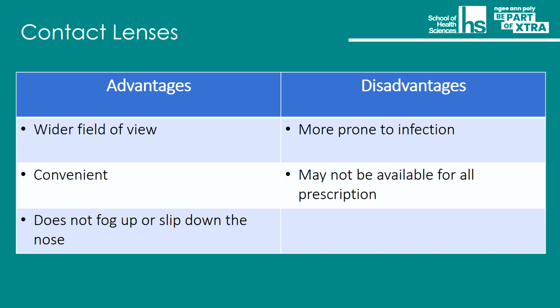And for the disadvantages, compared to glasses, they are slightly more prone to infection, and they might not be available for all prescriptions, especially for people with extremes, for example, a very, very high level of astigmatism or a very, very high level of myopia. So it might not be available for you. But of course, there is also a specific range of contact lenses that are more custom made, which might be available for you. If you want to find out more about that, you can talk to our optometrist or talk to us regarding that.